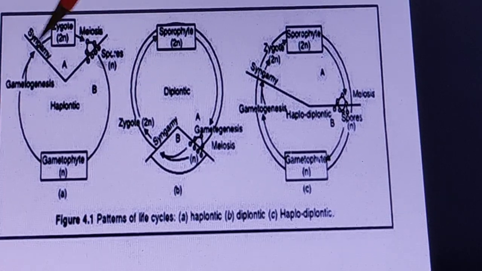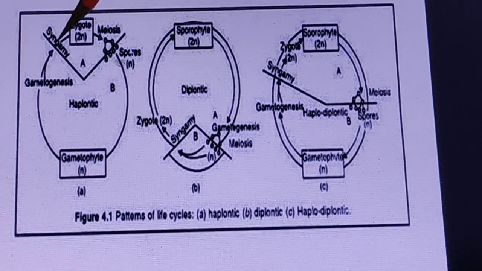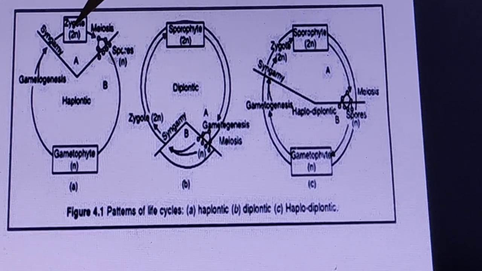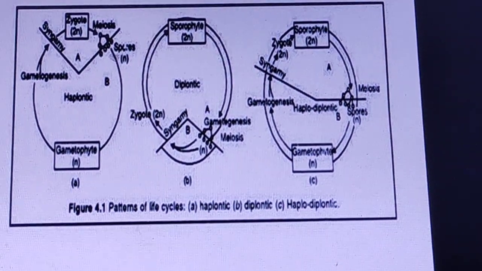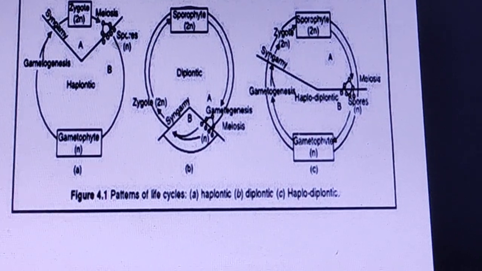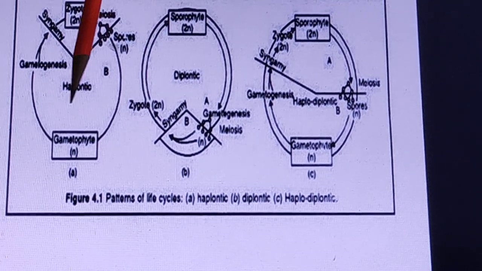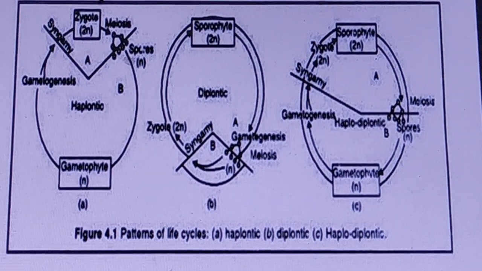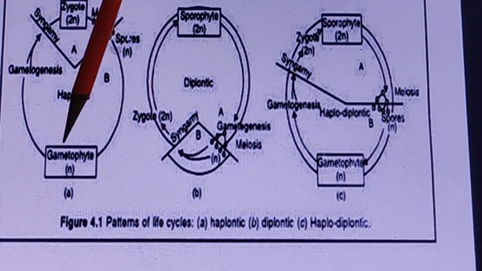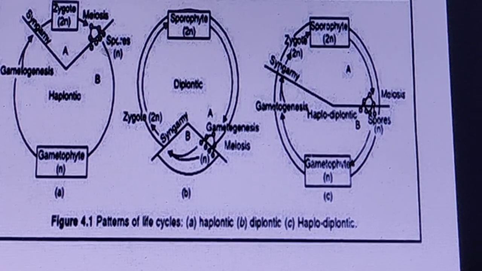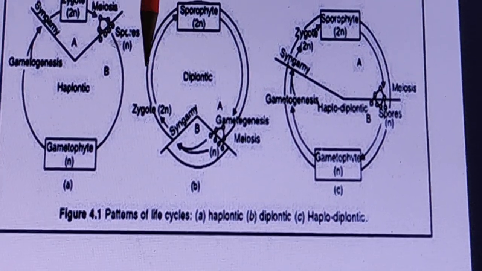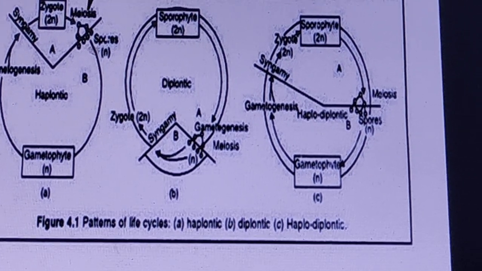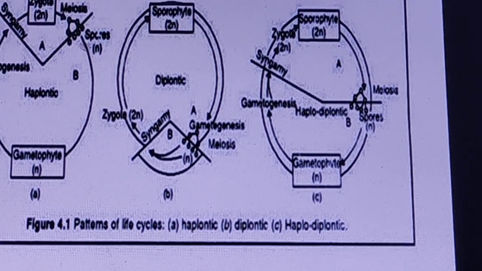Then there is the fusion or syngamy, that is the fertilization, and the product is zygote. So here you see, already I have told you, zygote is always diploid. Here also zygote is diploid, though the parent organism is haploid. So now this zygote cannot directly develop to the gametophyte. So what is the fate of zygote here? The fate of zygote here is it undergoes meiosis, right?